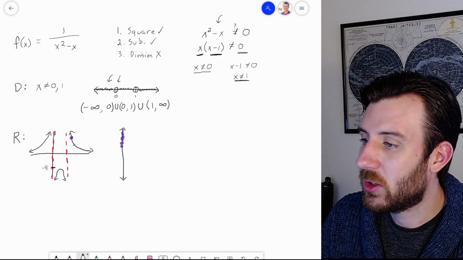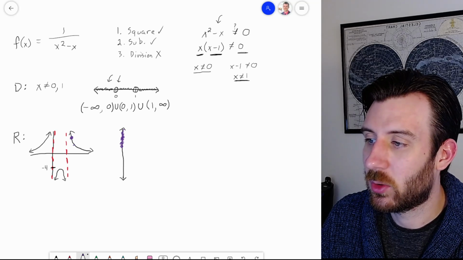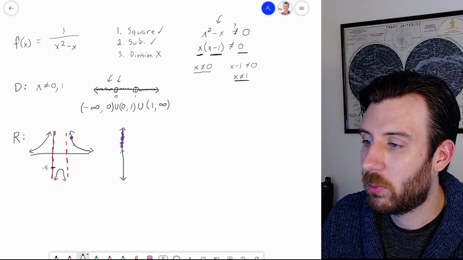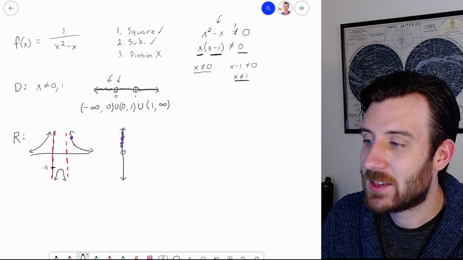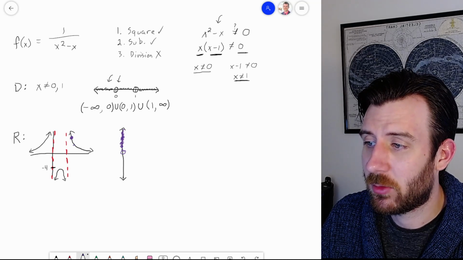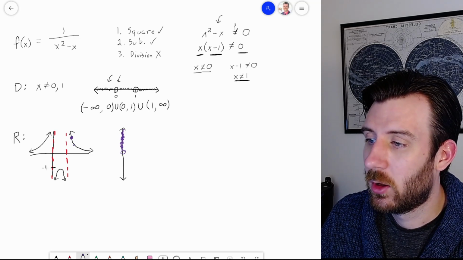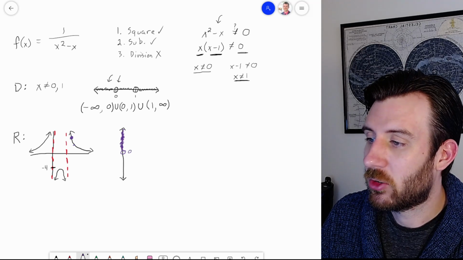When we get down to 0, these tails don't actually go and touch it. So we're going to need to leave this open because there isn't ever a height of 0 on this graph. But everything above it, we'll shade in. And then we'll put a little 0 here for our notation.